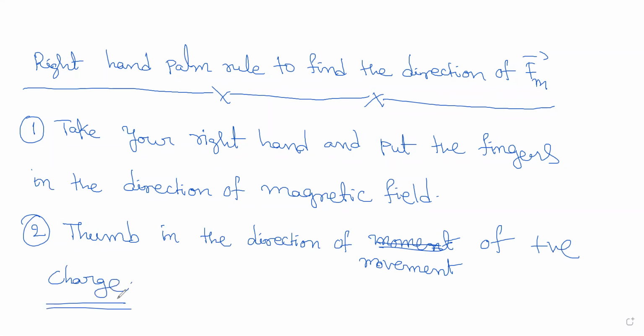Take your right hand first. Put the fingers in the direction of the magnetic field. First thing: take your right hand and put the fingers in the direction of the magnetic field. Next, thumb in the direction of movement of positive charge. This is the first part you have to do.